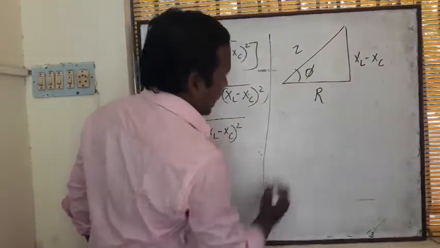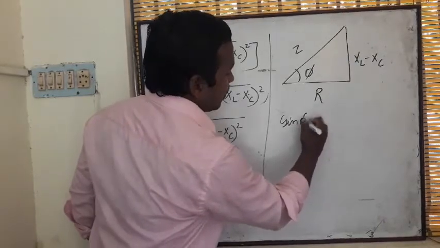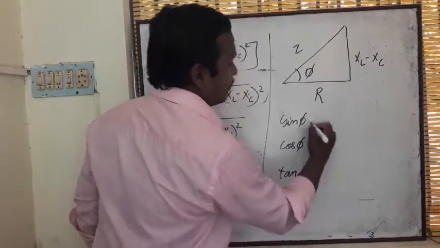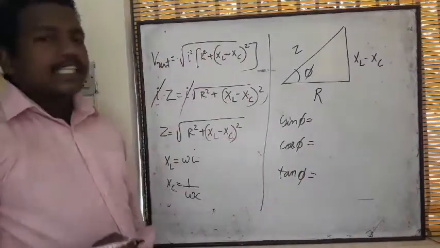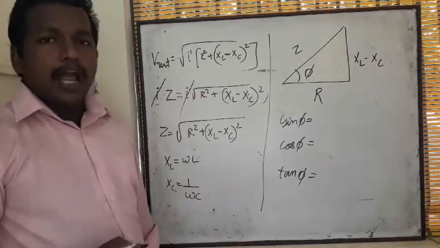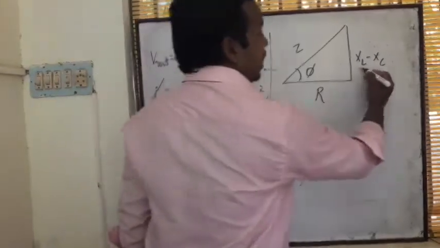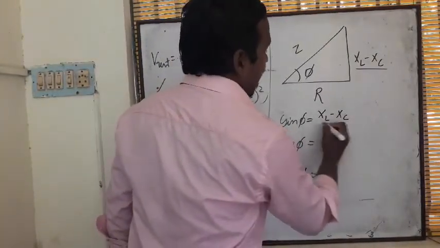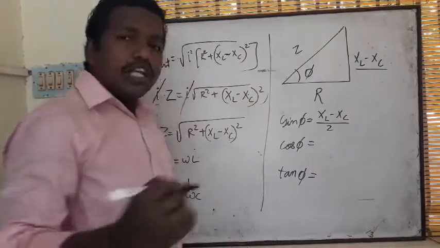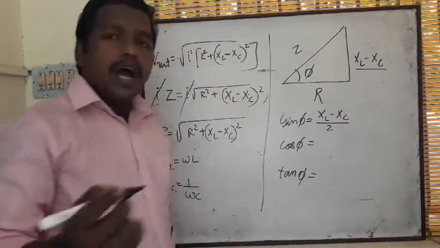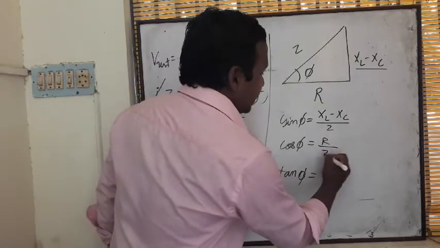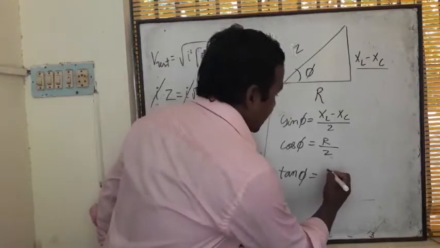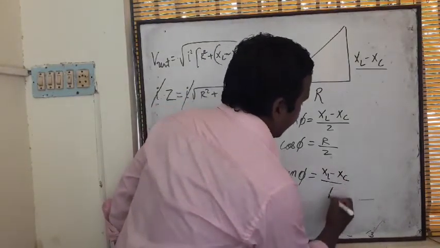It's a value of sin theta. It's called sin phi, cos phi, tan phi. It helps to find the phase difference produced in the circuit. Sin phi is the opposite by hypotenuse. Opposite is XL minus XC, so sin phi is XL minus XC over Z, the hypotenuse. Cos phi is adjacent by hypotenuse, so R divided by Z. Tan phi is opposite by adjacent, so it's XL minus XC divided by R.